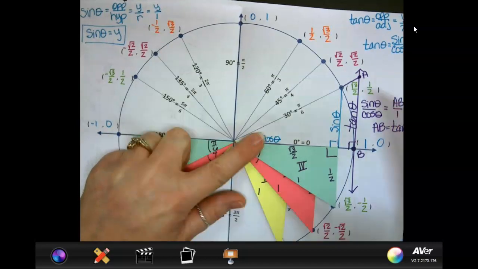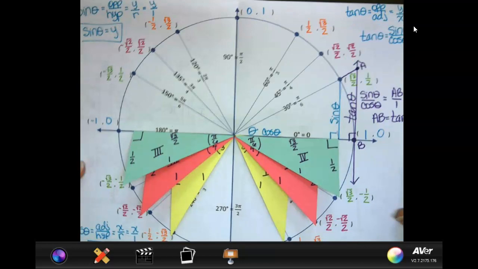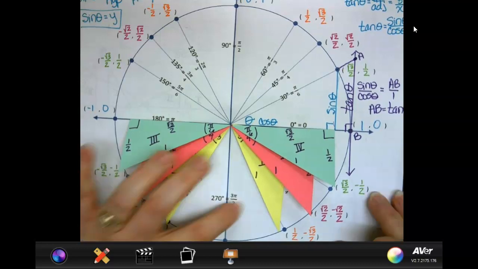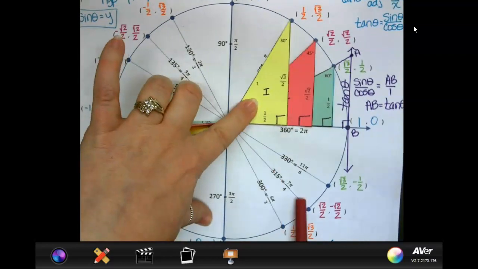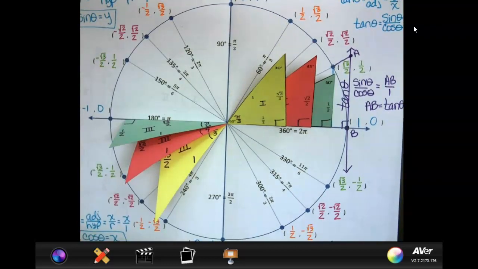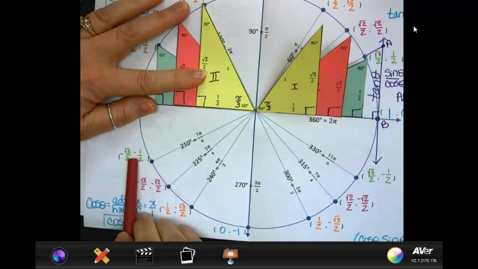Okay, what is the cosine of 7 pi fourths? Seven pi fourths, the cosine. Square root of 2 over 2. Here's 7 pi fourths, square root of 2 over 2, right? Okay, what about the sine of 7 pi sixths? Negative 1/2 right here, okay? Yes? We good on that?